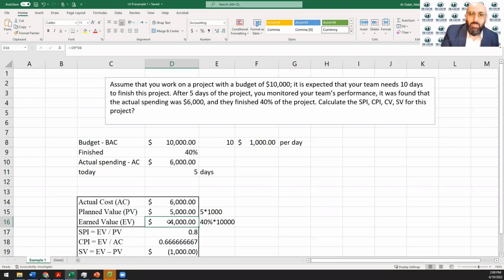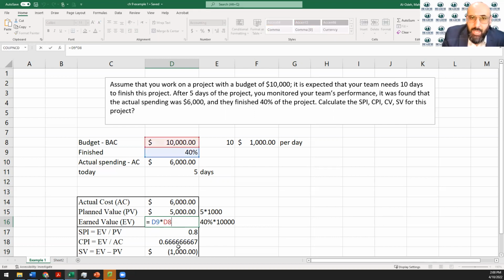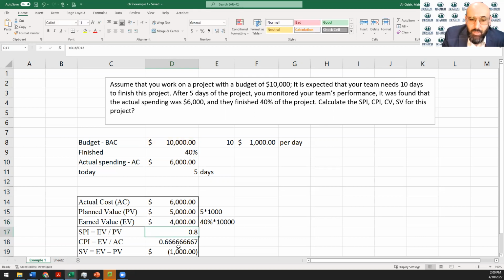Earned value is based on the percentage of completion of the project. We found that this team is finished 40%. So 40% times the 10,000. So the earned value is $4,000.